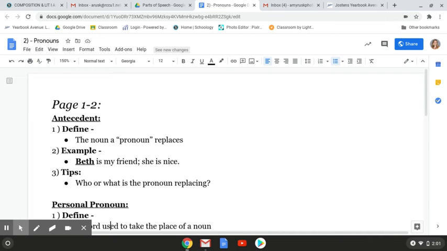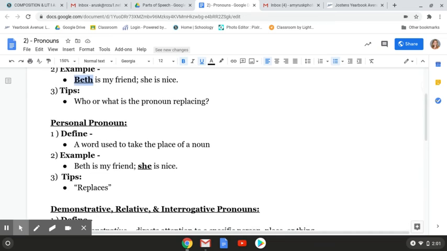For example, Beth is my friend, she is nice. Our pronoun would be she. The antecedent that the pronoun is replacing is Beth. So you can ask yourself, who or what is the pronoun replacing? That would be your antecedent.